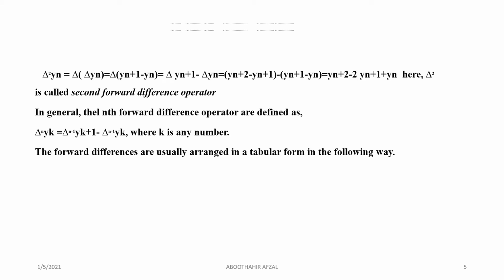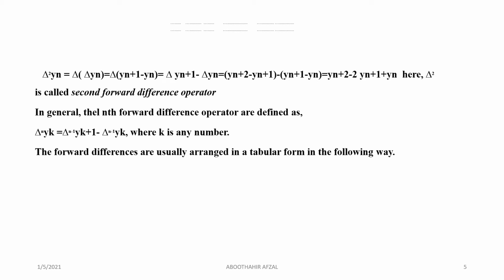So similarly, you can find the nth second forward difference operator. The second forward difference operator is delta square yn. That will be delta of delta yn. You can write it as delta yn plus 1 minus delta yn. So that is the general expression for the second forward difference operator.